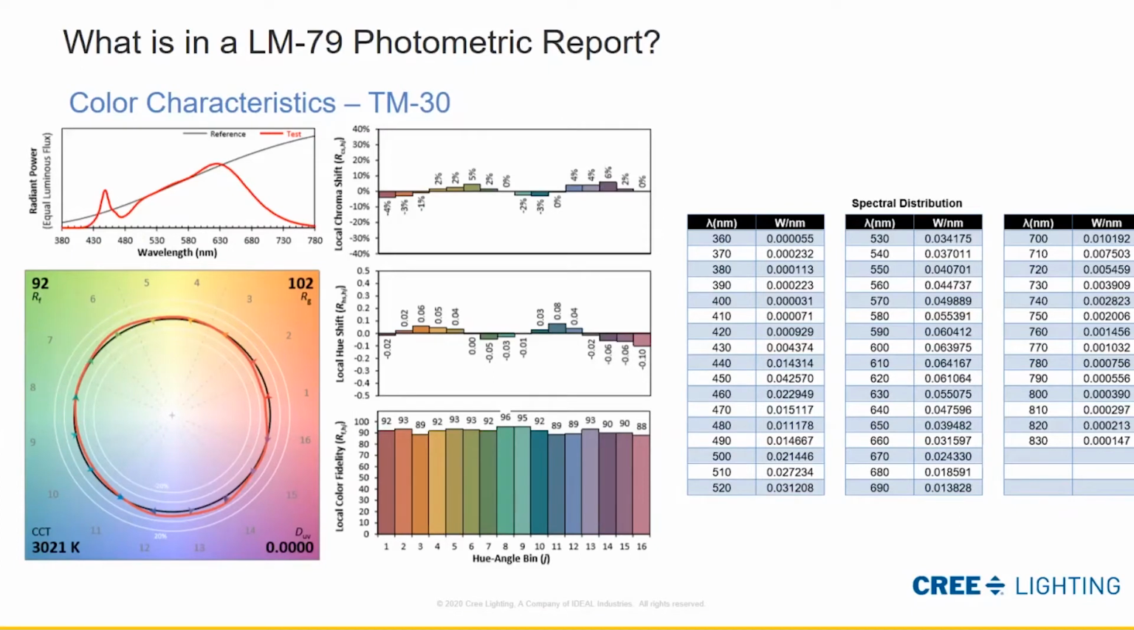So these are metrics that are added to LM-79 reports to help define the color a little bit more in depth. But again, all of that is generated out of that spectral power distribution. And on the right, you can see 360 nanometers all the way up to 830 nanometers. It shows you the different powers at those different wavelengths.